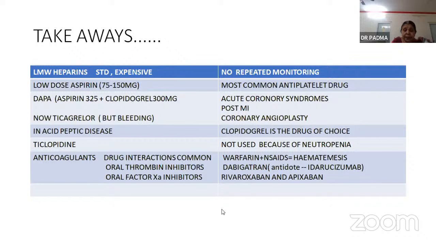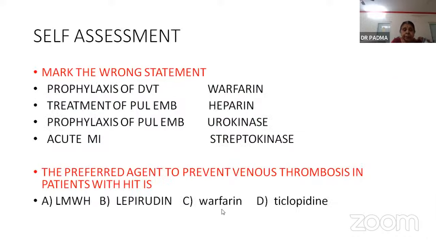In acid peptic disease, clopidogrel instead of aspirin. Ticlopidine never used because of neutropenia. Anticoagulant drug interaction is common, warfarin and NSAIDs. Oral thrombin inhibitors, dabigatran, but we do have an antidote for this, or oral factor Xa inhibitors, rivaroxaban or apixaban. So now self-assessment, the last slide.